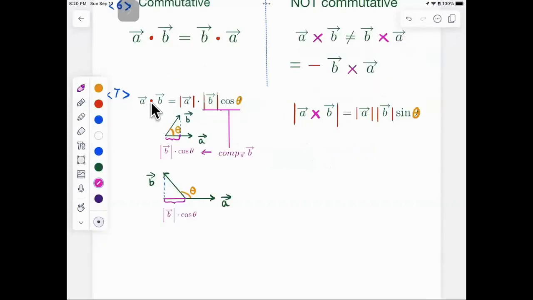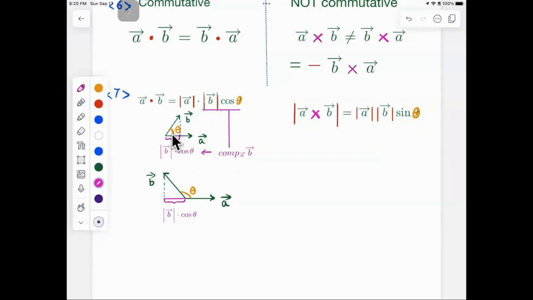Number 7. A dot B is equal to the product of the magnitude of A times the magnitude of B times cosine theta. Now think about this part here. The magnitude of B times cosine theta, which is this part here, or this part here when theta is bigger than pi over 2, is called the component of B along A. So the dot product basically is the magnitude of A times this component of B along A, either this one or this one. When theta is bigger than pi over 2, cosine theta could be negative. So the dot product could be negative.